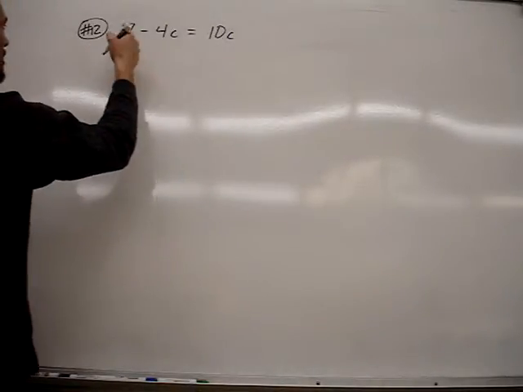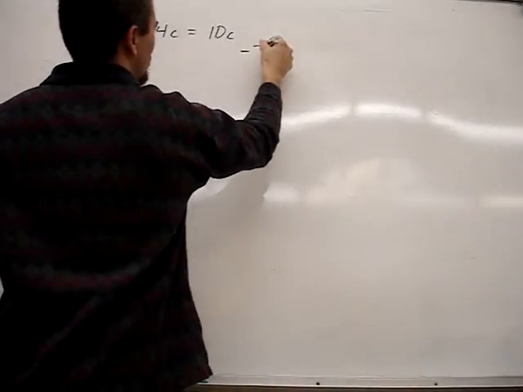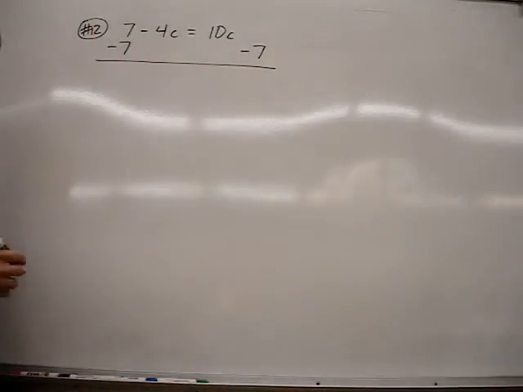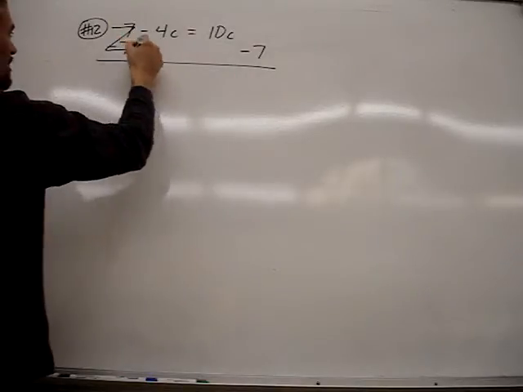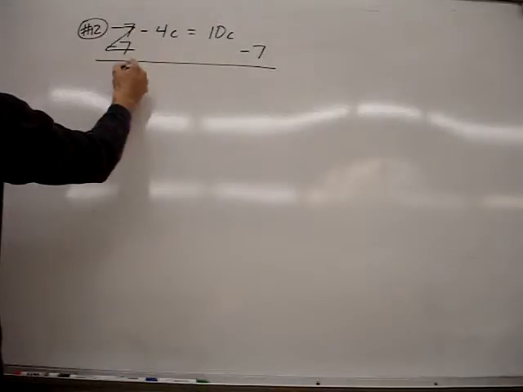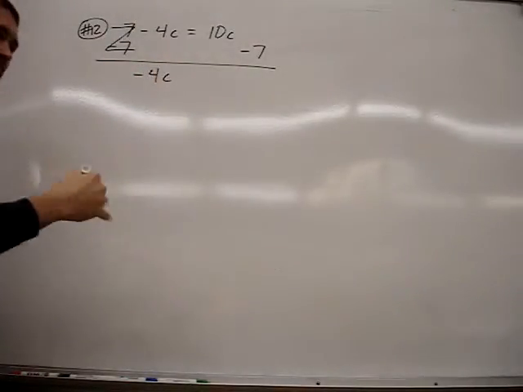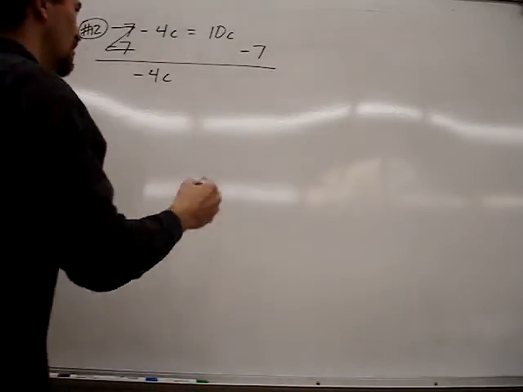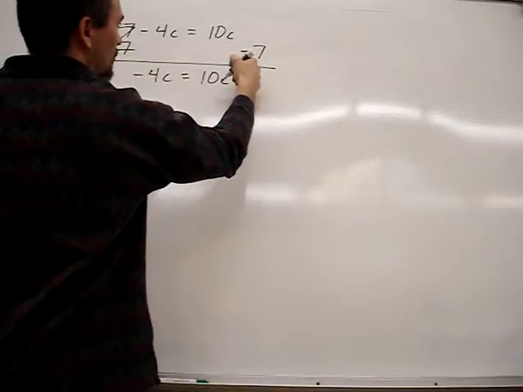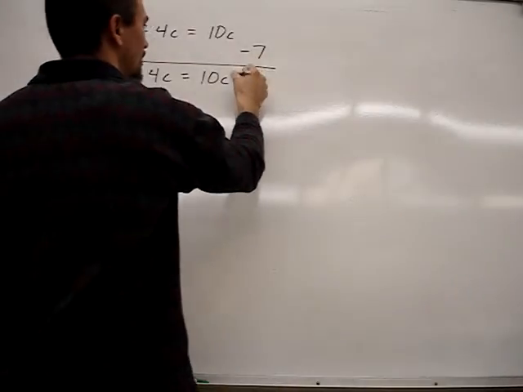So what I'm going to do is get rid of this 7 by putting a -7 on both sides. And I want you to draw that line when you do that. And then this zaps out, what really happens is it ends up being 0, and then we don't have to write it because 0 is insignificant as far as adding. Anything plus 0 is just whatever it is. So then we add this, and I didn't write the -7 under the 10C because they're not like terms, so I wrote it off to the side.